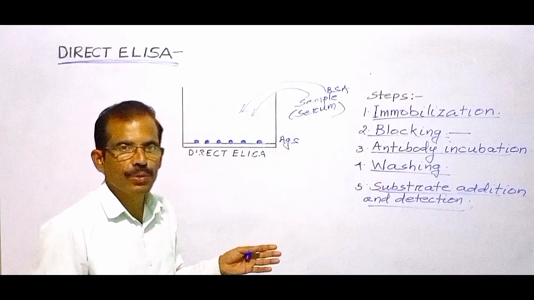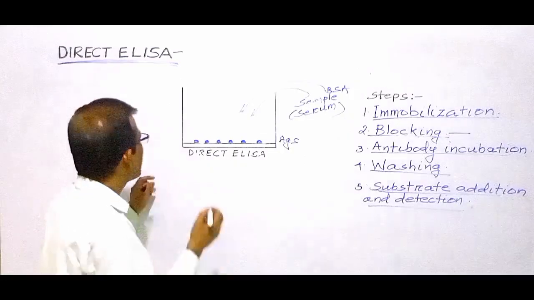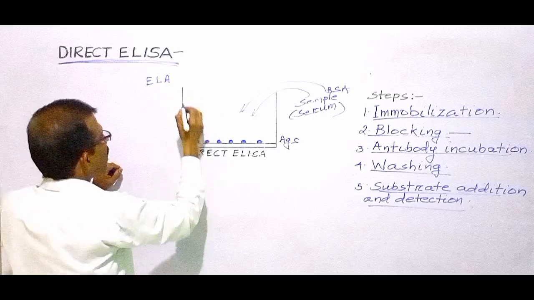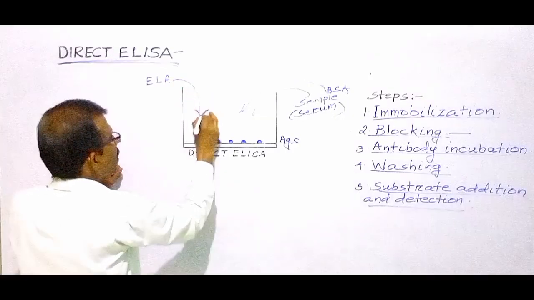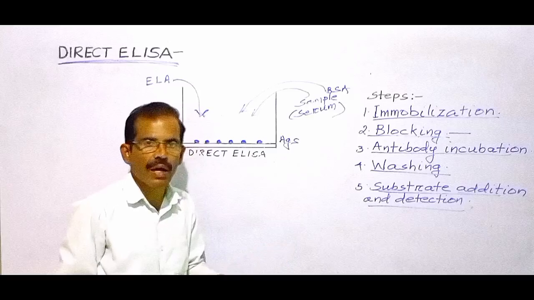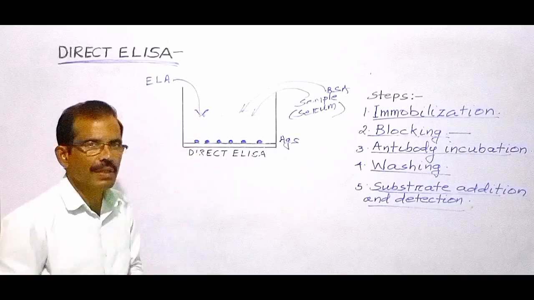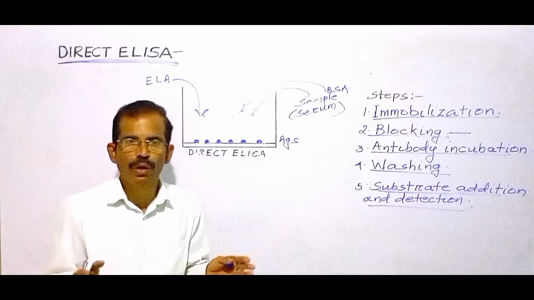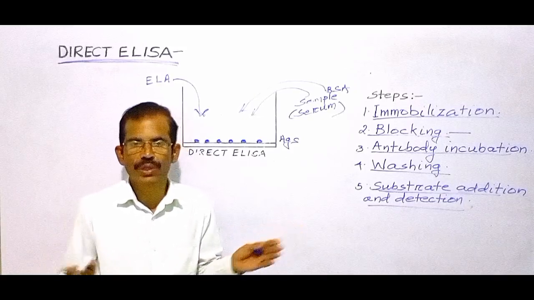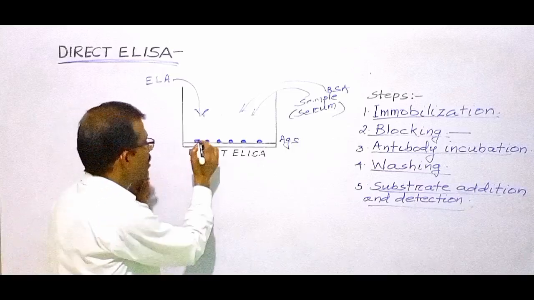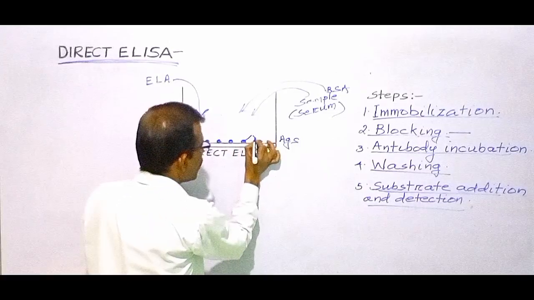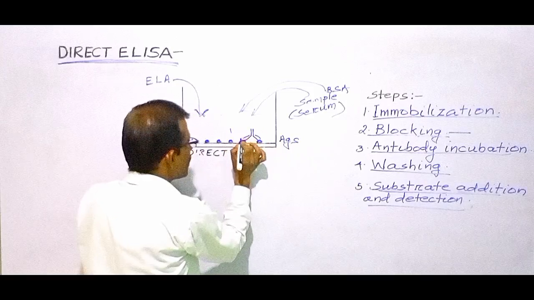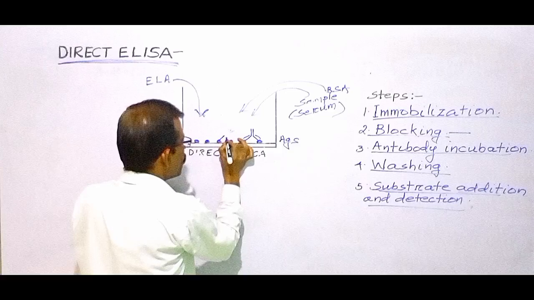For this, a solution containing a specific amount of enzyme-linked antibody is added to the wells and then incubated for a period of time. These antibodies are linked with enzymes such as alkaline phosphatase or horseradish peroxidase. So now the antibodies will bind to the target antigen and as a result an antigen-antibody complex will be formed.